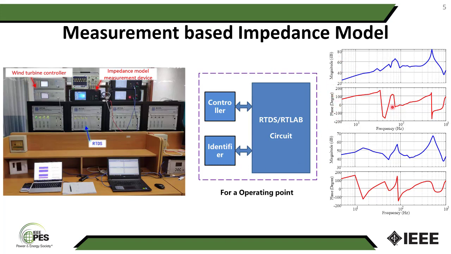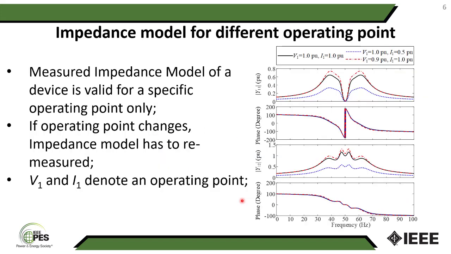We can see that these are the impedance models that we obtain for different types of controllers from different manufacturers. The control structure and parameters of these controllers are unknown. These are basically black box models. The main challenge in this kind of method is that the impedance model that we obtain is only valid for one operating point at which we injected the signal. So if the operating condition changes, the impedance model would be different.